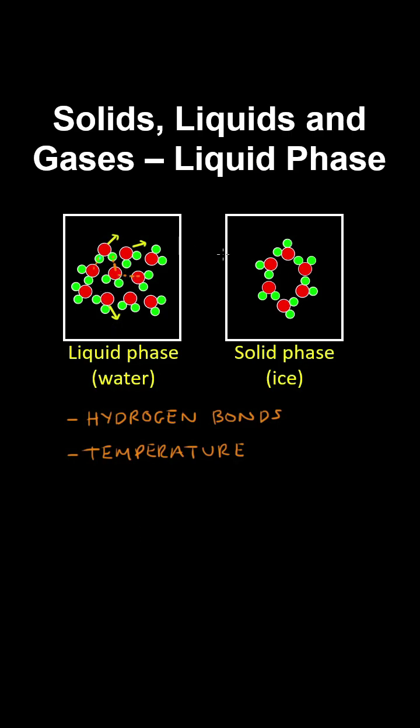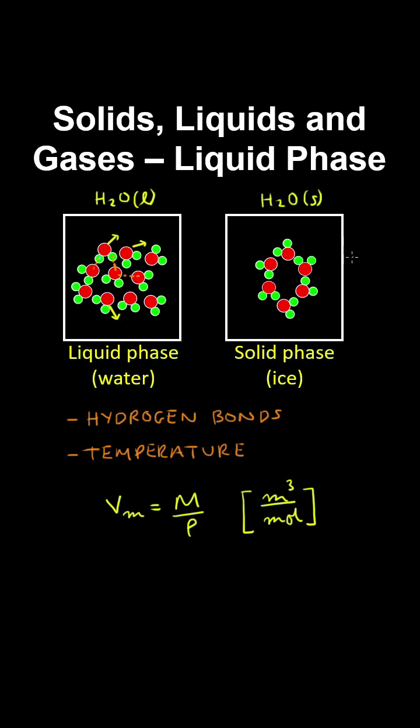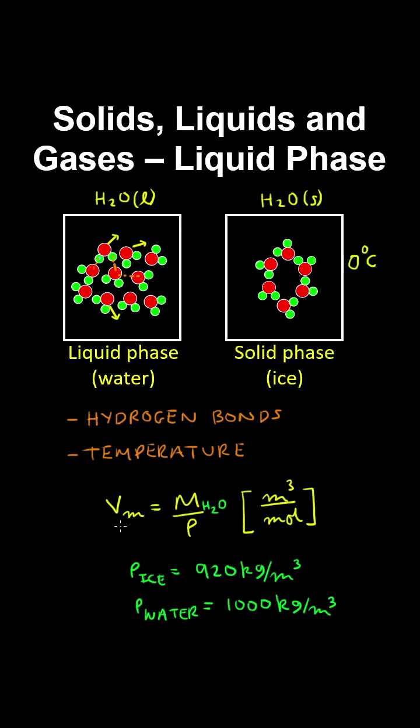Now the solid and liquid phases of a particular substance have a similar molar volume, which is the molar mass over the density of the substance. So the molar mass of H2O in the liquid and solid phase is the same. And in the case of ice, when water freezes at 0 degrees, the particles have less energy to move around, and they become arranged in this open lattice structure. So therefore the density of ice is slightly lower than that of water, then the molar volume of ice is slightly higher than that of water.